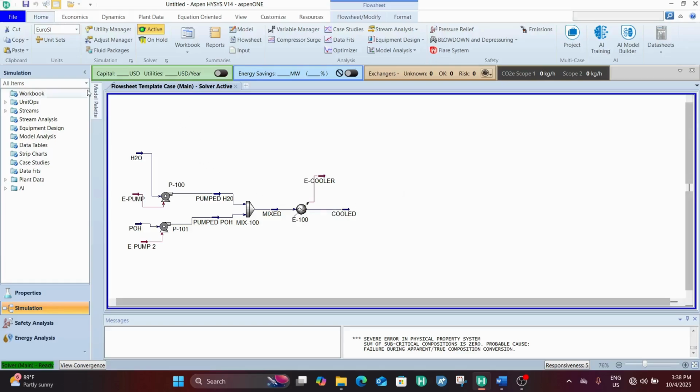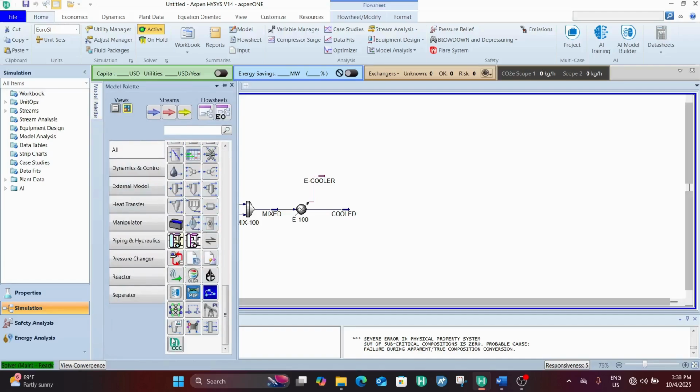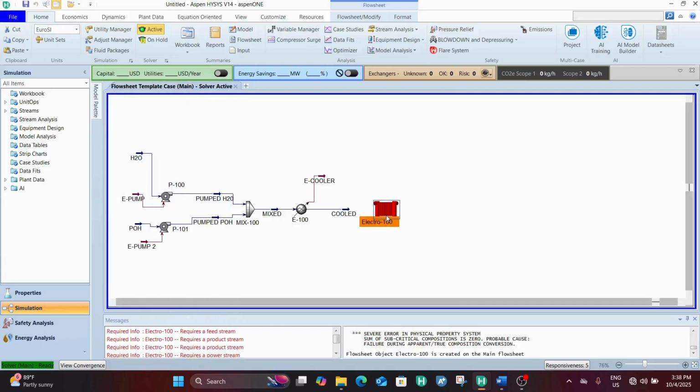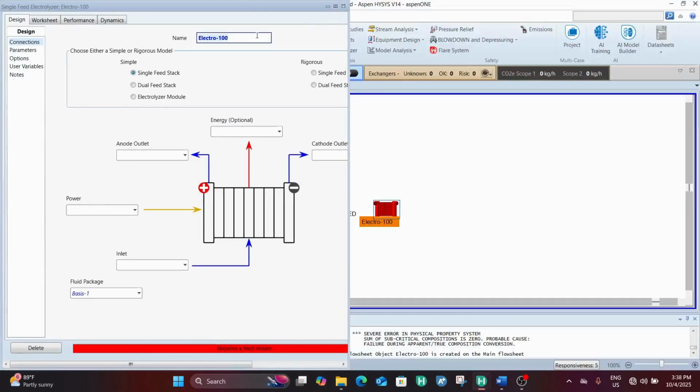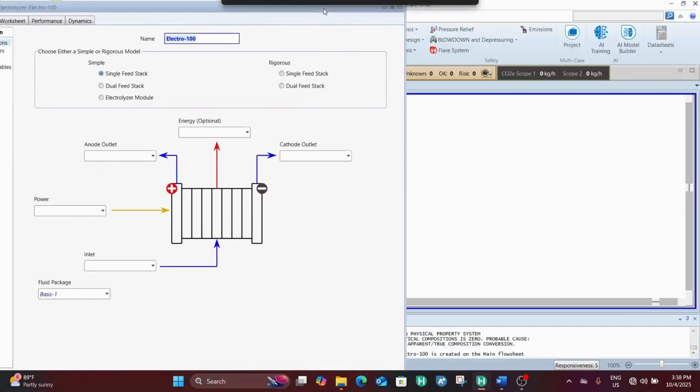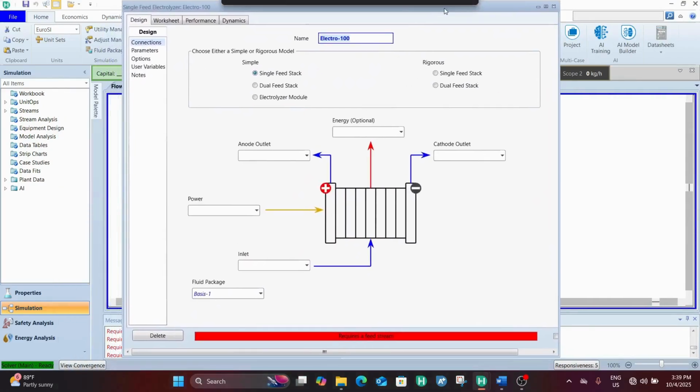So time to work with our electrolyzer. The electrolyzer is the third to the last equipment on our model palette. Electrolyzer, and this is what it looks like. It's quite large. Just minimize this. Very large. Right, much better. This is what the electrolyzer looks like.